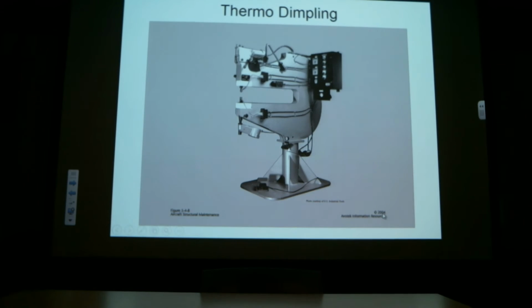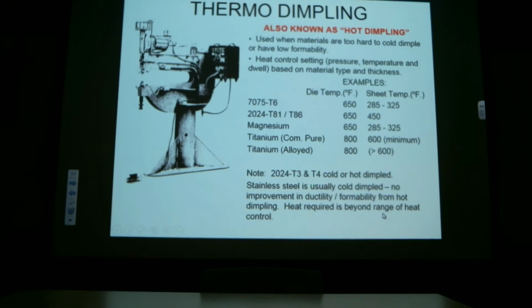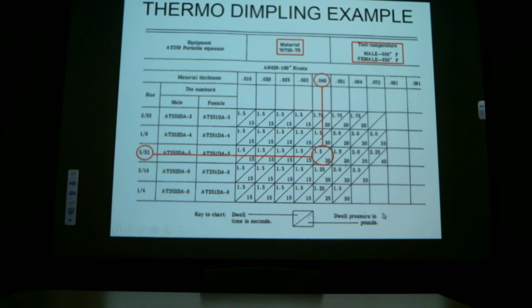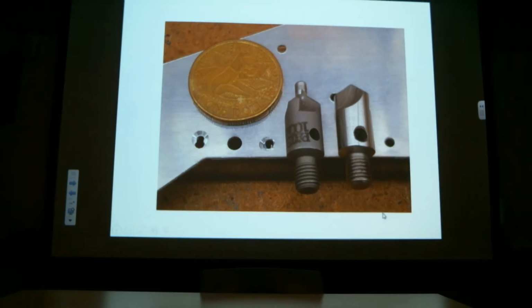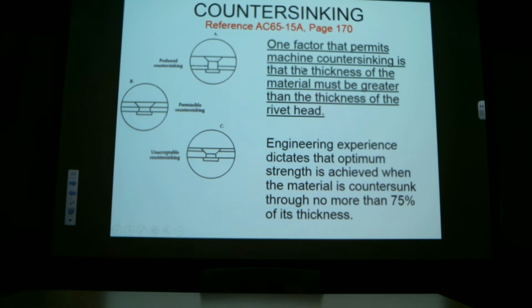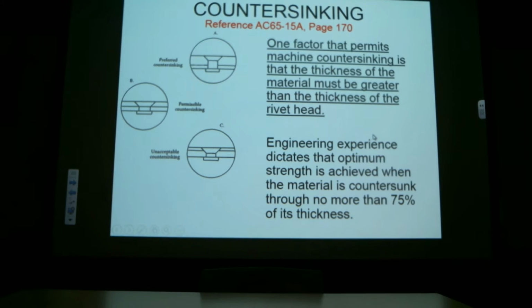Thermodimpling is used on materials that have very low formability. This is the gouge to an answer for an FAA test question. When you're countersinking, obviously you can't countersink into both materials that have been lapped together. The depth of the countersink can go through the top skin, but not into the bottom skin. So it says one factor that permits machine countersinking is that the thickness of the material must be greater than the thickness of the rivet head.